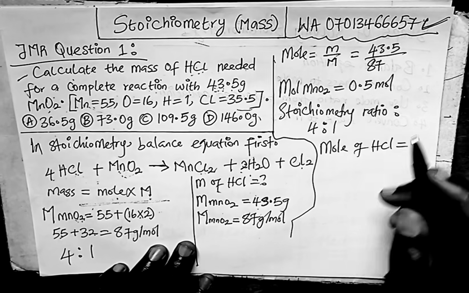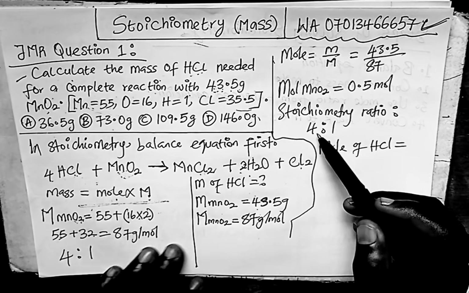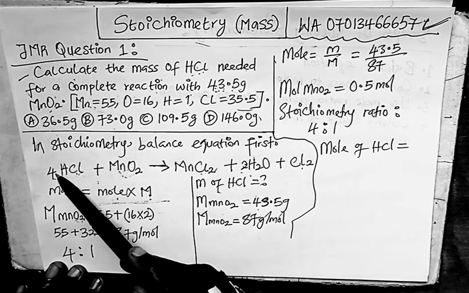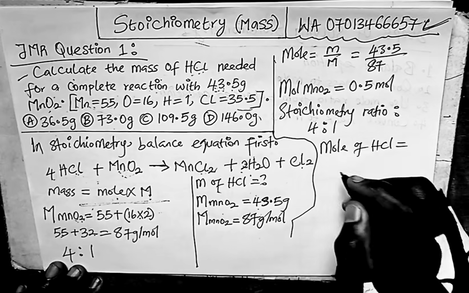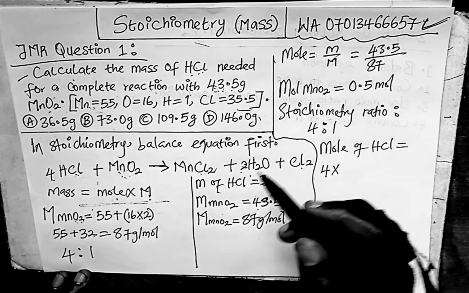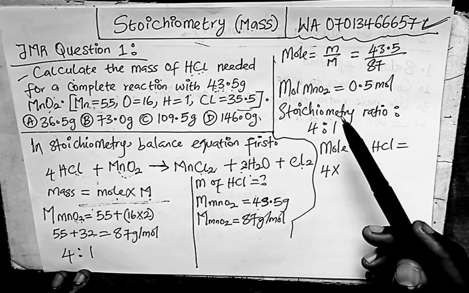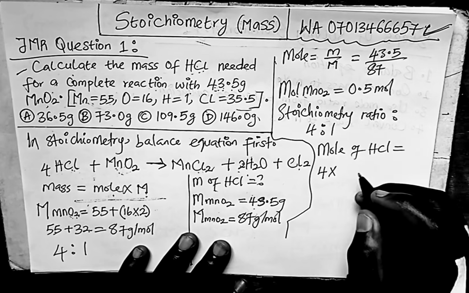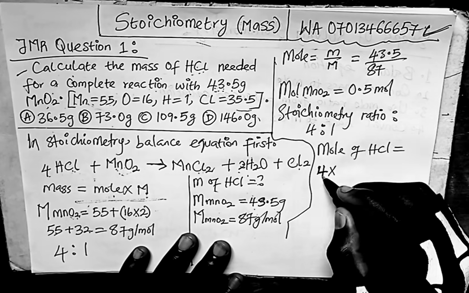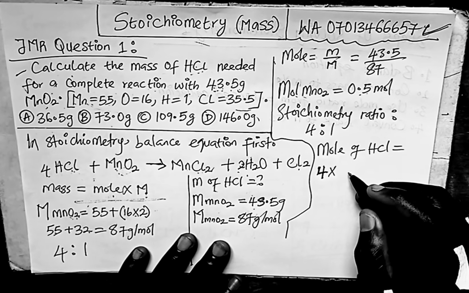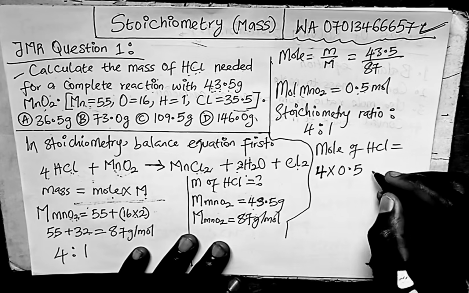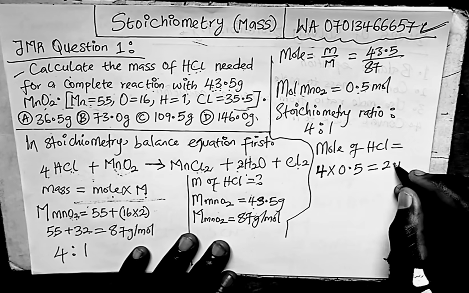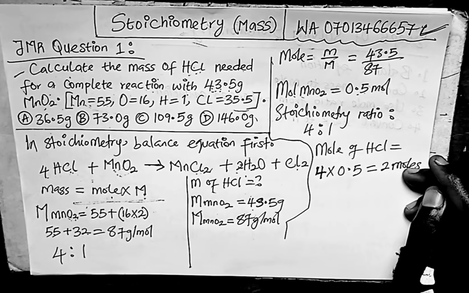is equal to, for us to get the mole of HCl, we are going to use the quantity during the reaction. The stoichiometry ratio is 4 now. So is that 4 that we are going to use? It's now going to be equal to 4 times, what's the mole? What did we get when we divided the mole of manganese dioxide? We got 0.5. So we have to times both moles. Okay, so we have 4 for HCl and we have 0.5 for manganese dioxide. So if you times it, it is going to give us 2 moles. Okay, so both moles is 2 moles.